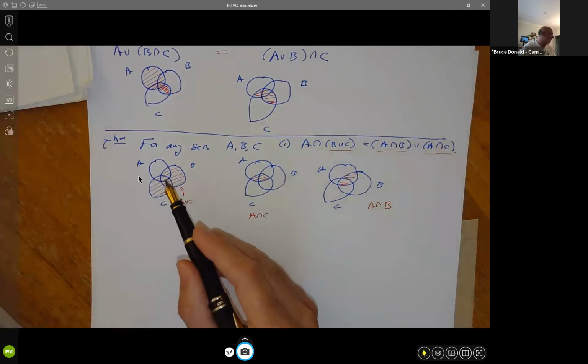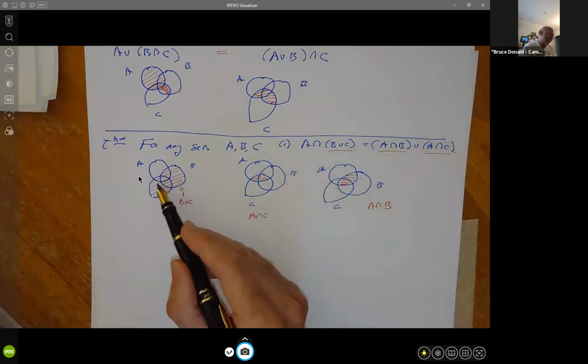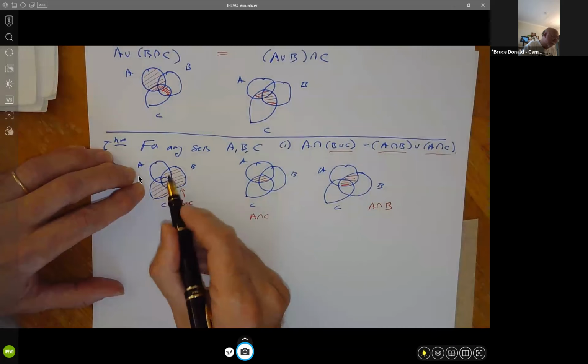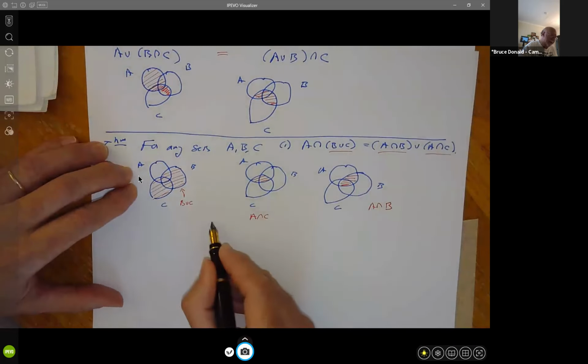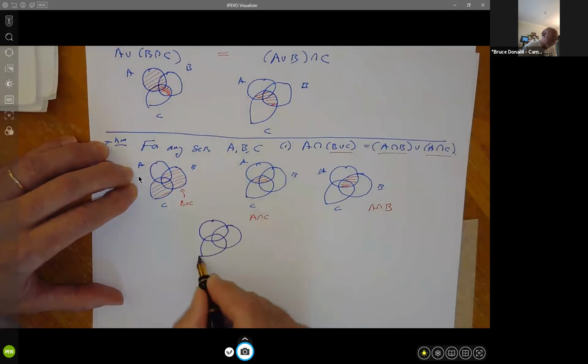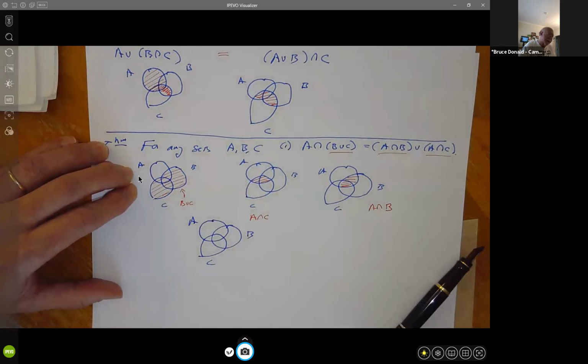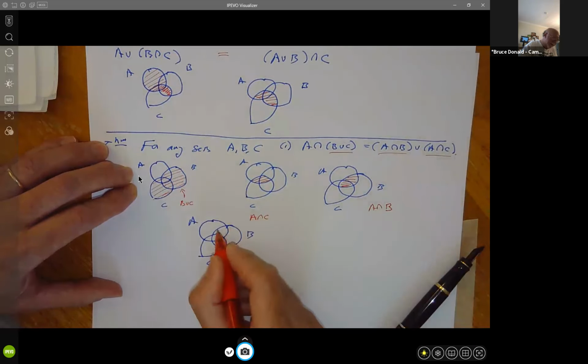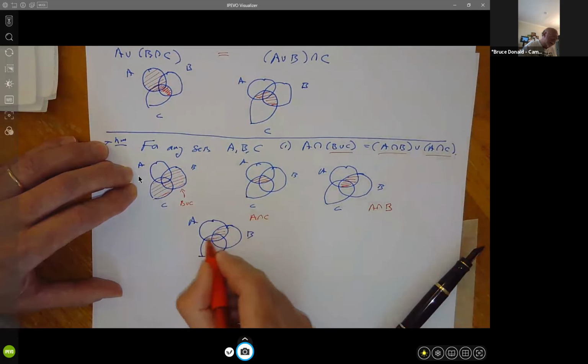So we're going to get this region in here that's contained like this. Basically the region that's in here, let me draw that again. In that case, on the left-hand side, we're going to start out with A. We're going to intersect A with all of this here, which is B union C, and we're going to get a set that looks like this. So that's the left-hand side.